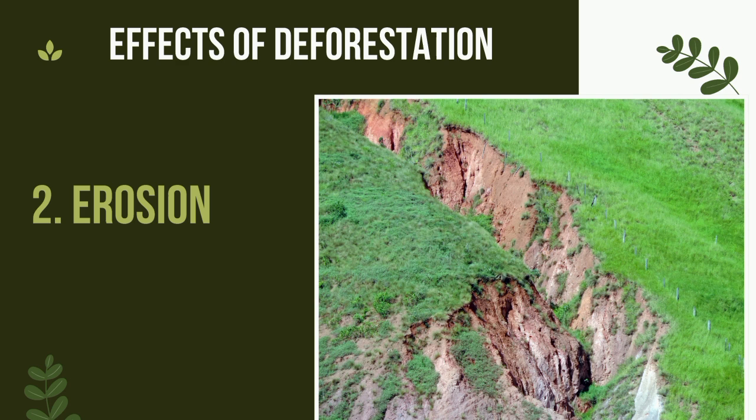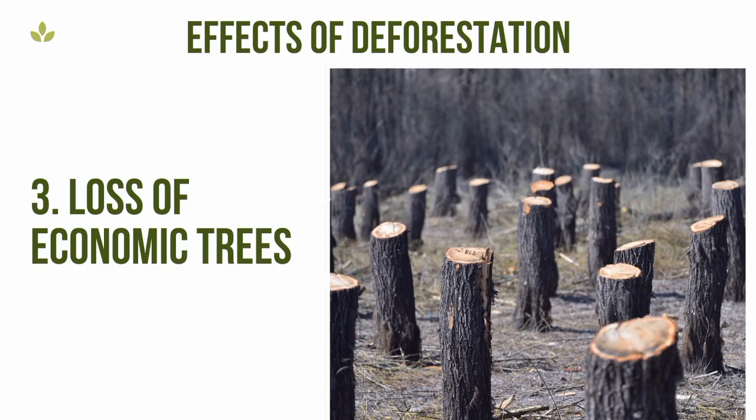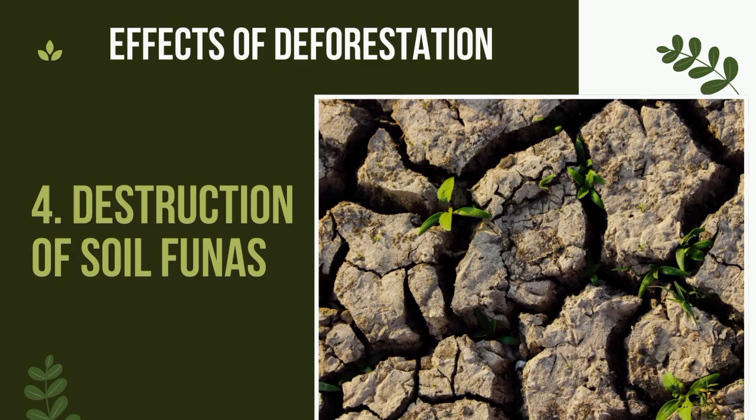Two, erosion. When you cut out the trees, the surface of the soil will be left to be eroded by moving water. There won't be roots, there won't be leaves to protect the surface of the soil. Then three, we have loss of economic trees that may be used for herbal purpose, for medicinal purpose, for furniture making. They will all be destroyed. They will not be available again.